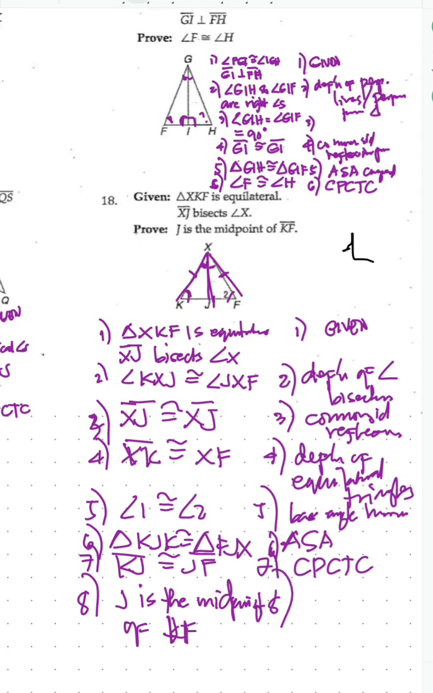Now the reason. What's the reason here? This is not the definition of midpoint. Is it the reverse? The other one? The reverse? The converse? Reverse. Converse. Let me check. We're not given here that J is the midpoint. We need to prove that J is the midpoint.